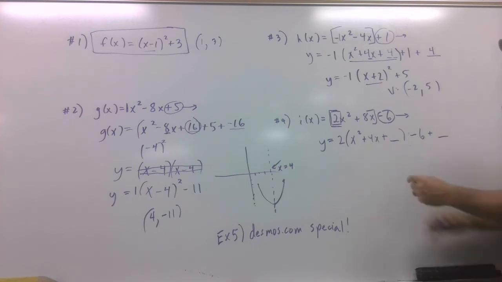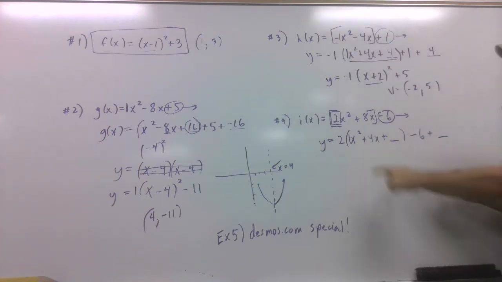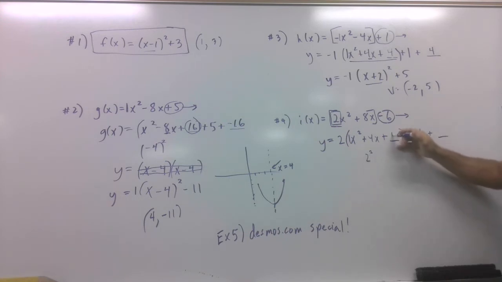Now here we go. Notice I have a 1 there. That means I can have a perfect square trinomial, just like I had a 1 here. Got to have that. So what's half of 4? 2. What do I do with that? Square it. Where do I put 2 squared, which is 4? I put it right there.